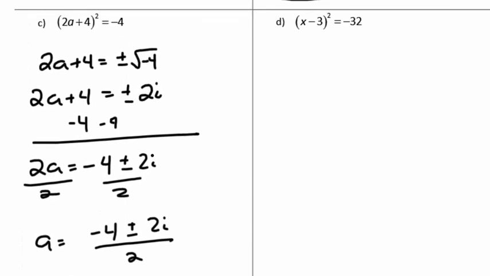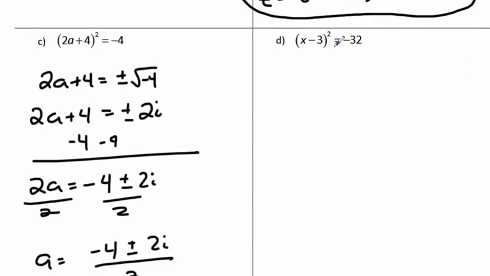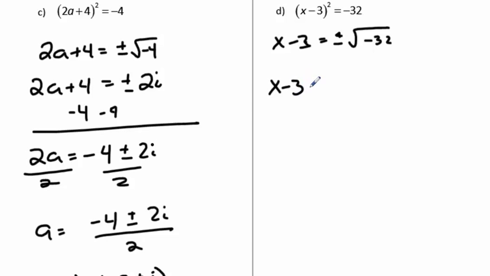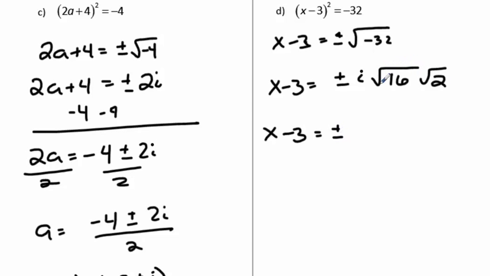And the very last one here, part D. My perfect square is by itself, so we're going to take the square root of both sides. x minus 3 equals plus or minus the square root of negative 32. So I have x minus 3 equals plus or minus. I can go ahead and write i, since I have a negative in my square root. And the square root of 32 can be broken into the square root of 16 times the square root of 2. So x minus 3 equals plus or minus the square root of 16 is 4 times my i times my square root of 2. Usually if I have a number multiplied by i, it goes in front of the i.